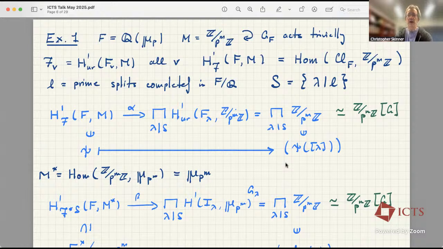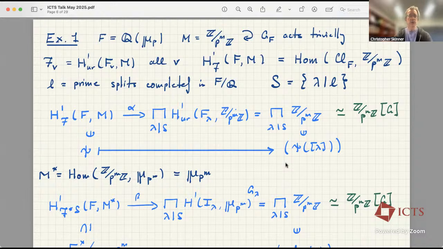Because it's the trivial module, we know that the first Galois cohomology is just the homomorphisms of the Galois group to M. The condition of being unramified everywhere means that this is going to factor through the Galois group of the maximal unramified abelian extension of F. And by class field theory, this is identified with the class group of F. So we're looking at the homomorphisms from the class group of F to Z mod P to the MZ. Great. So we're trying to capture the P part of the class group.